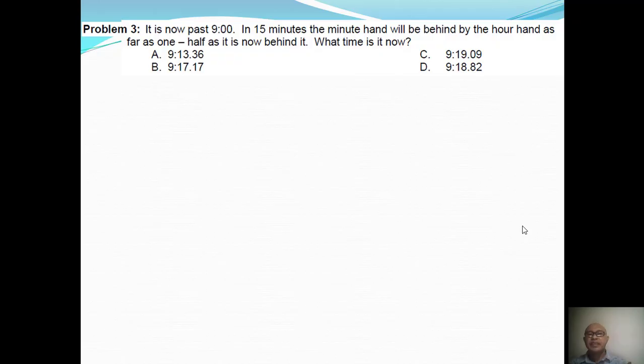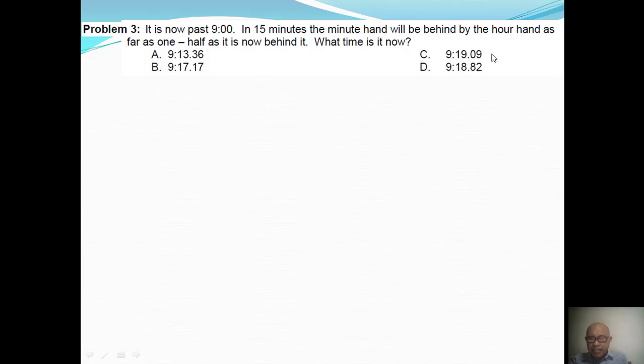What time is it now? Okay, so what is our reference time? Yung initial time natin dito. 9 o'clock, no? And then, there is a time after 9 o'clock such that 15 minutes from that time, the minute hand will be behind the hour hand by only 1/2 of how far it is behind now. Then, what time is it now?